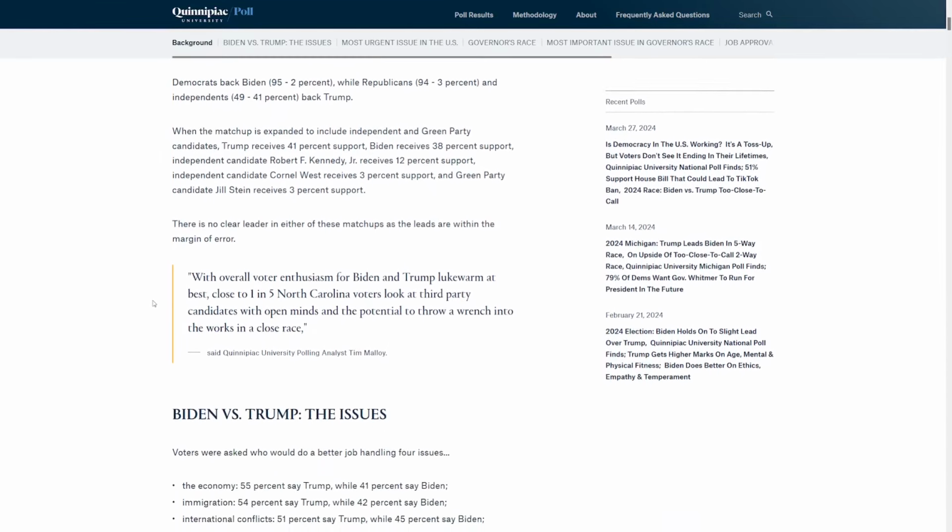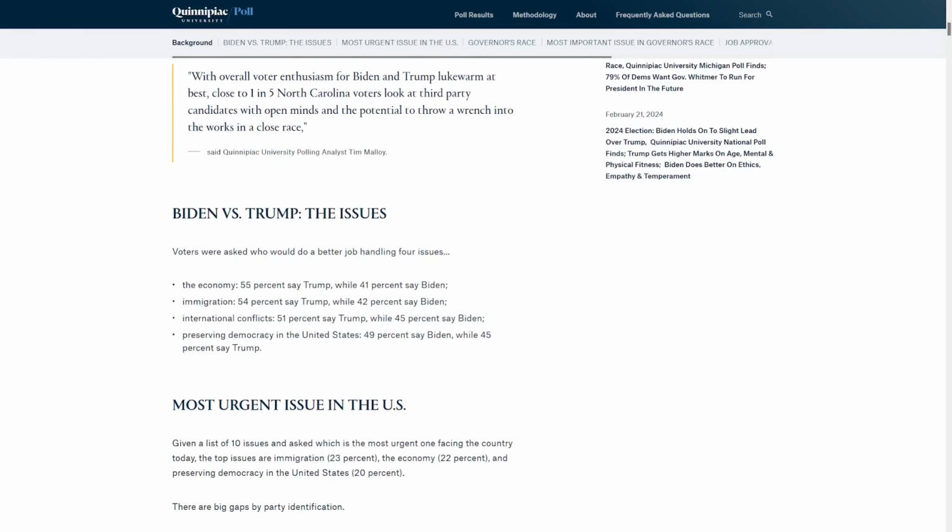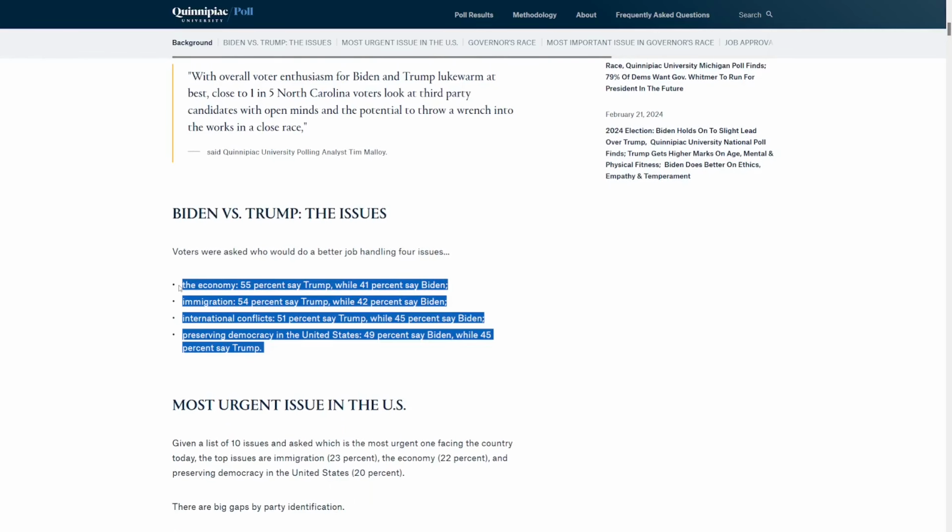On the four key issues, the economy and immigration, Trump is favored by double digits. With international conflicts, Trump has a 6-point edge. Biden is up slightly. With preserving democracy, he's at 49 to Trump's 45.